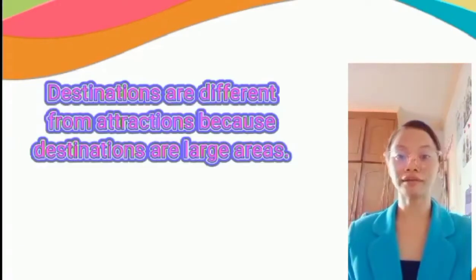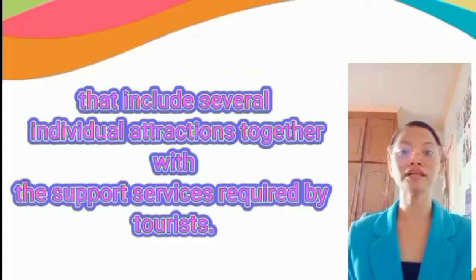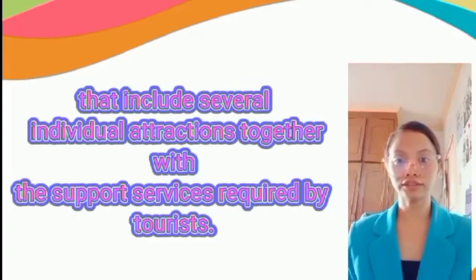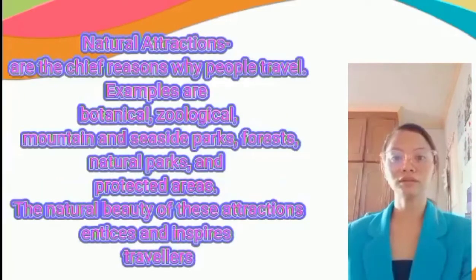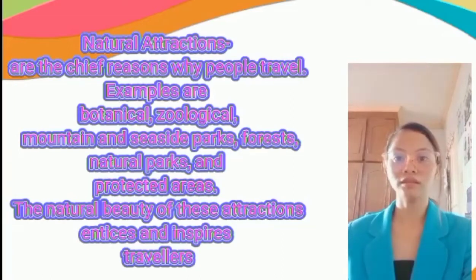Destinations are different from attractions because destinations are large areas that include several individual attractions together with the support services required by tourists. Natural attractions are the chief reason why people travel. Examples are botanical, zoological, mountain and seaside parks, forests, natural parks, and protected areas. The natural beauty of these attractions entices and inspires travelers.